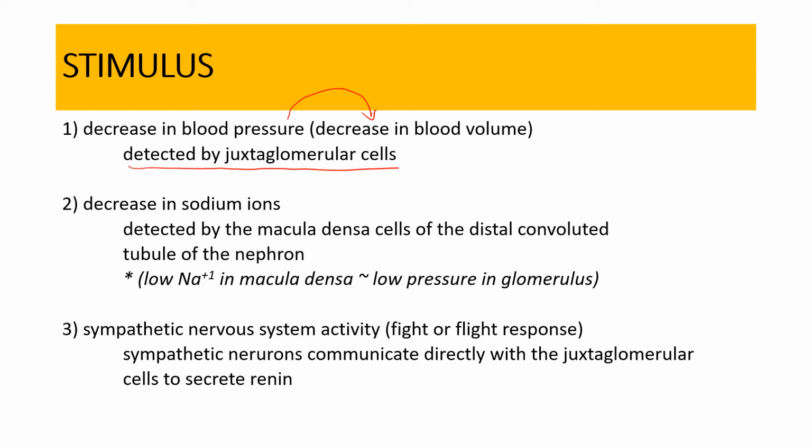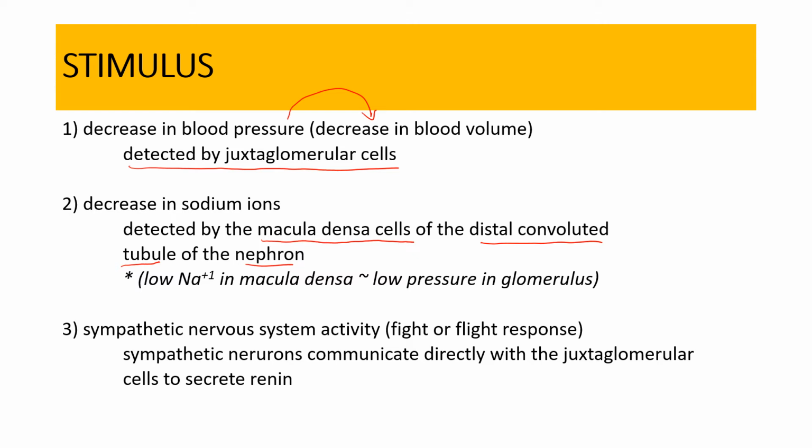A decrease in sodium ions is detected by macula densa cells, which are located within the distal convoluted tubule of the nephron. So again, associated with the nephron. All of this information is being detected by different areas within the nephron, which is the functional unit of the kidney.